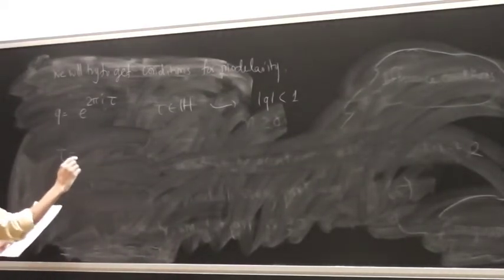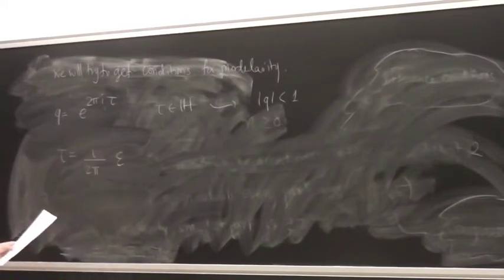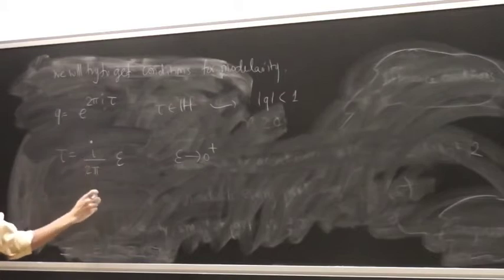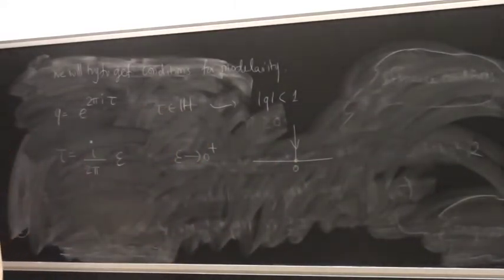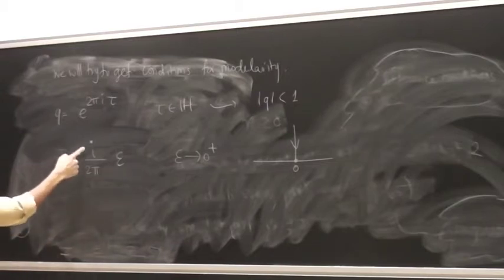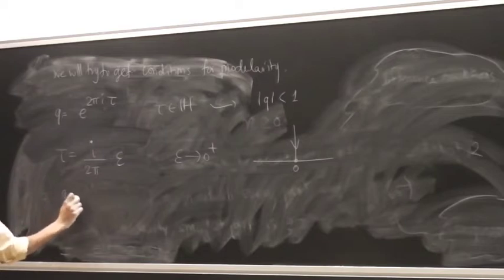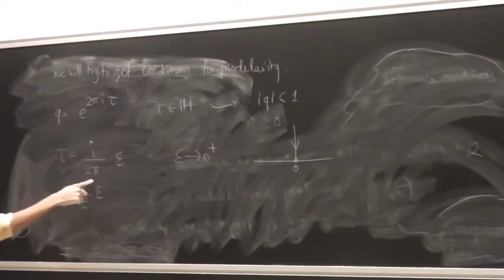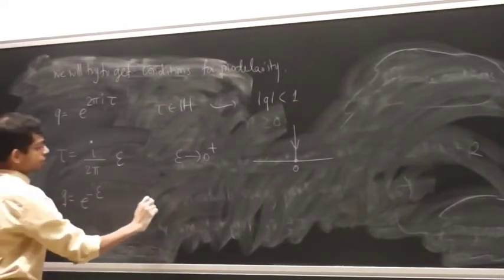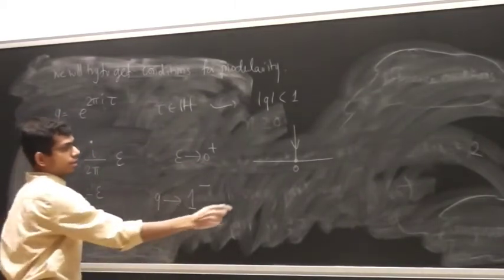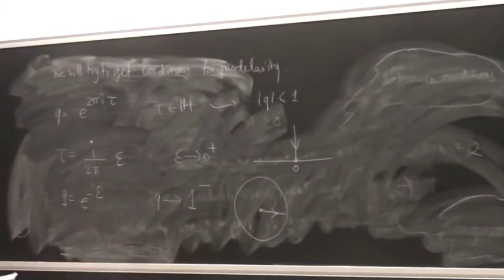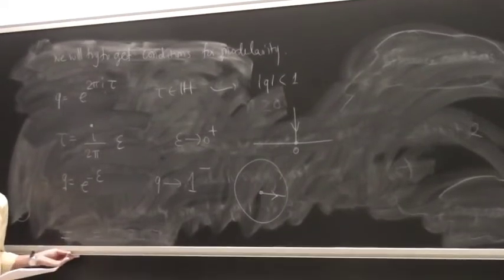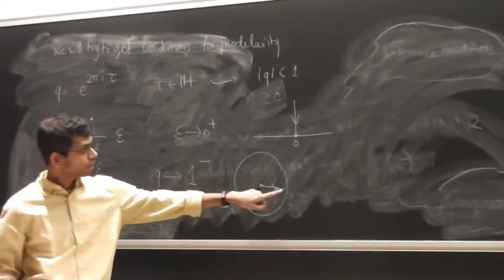What you need to do is put tau as i over 2 pi epsilon, where epsilon goes to 0 plus. This 2 pi is just a scaling. So tau is going like that, i epsilon, epsilon goes to 0 plus. If you plug it in, you will get Q is e to the minus epsilon, right? i times i is minus 1, 2 pi cancels. And now as epsilon goes to 0 plus, this will mean that Q goes to 1 minus, but now it's in the unit circle and it will go on the real axis. So it's moving like this. So you want to put Q to be like this, and you want to move along this line.